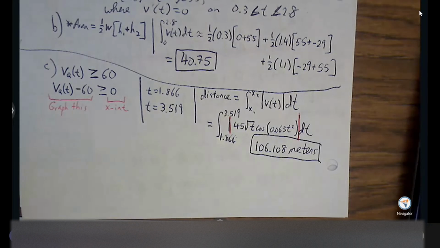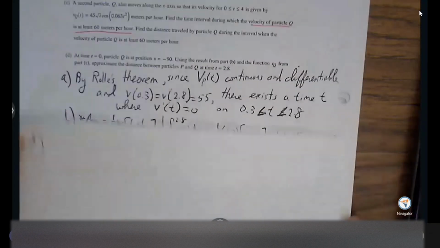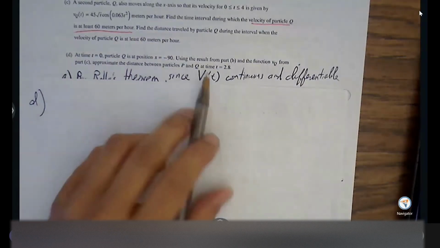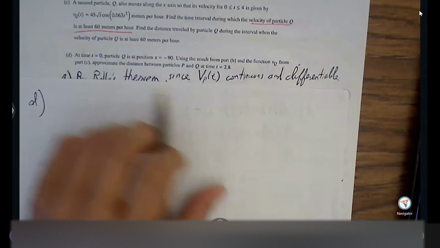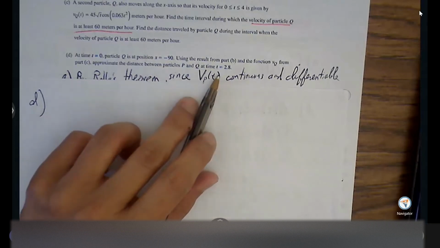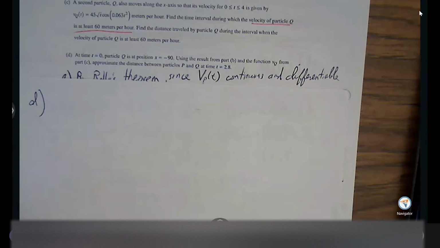Okay, last one here, part D. At time t equals 0, particle Q starts off at -90. Using results from part B, approximate the distance between particles P and Q at time t equals 2.8. This is kind of like a two-part problem here. We've got to figure out the location of particle P, find out the location of particle Q, and then compare their locations.